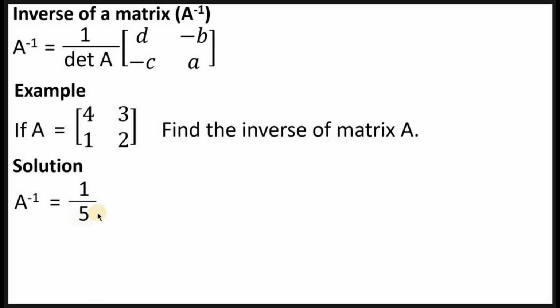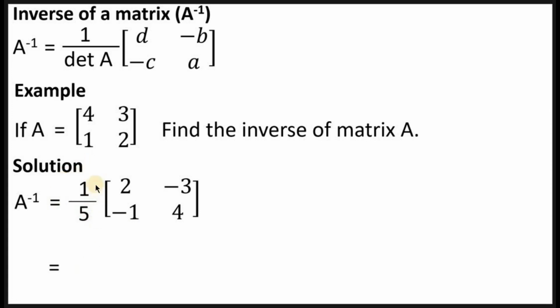So 1 over 5, then you put times this. Now here we have swapped. 4 has come here, 2 has gone here. So you see 4 is here, 2 is here. Then we have put negatives where there were no negatives before. We have introduced negatives. Then after you do that, you start multiplying.